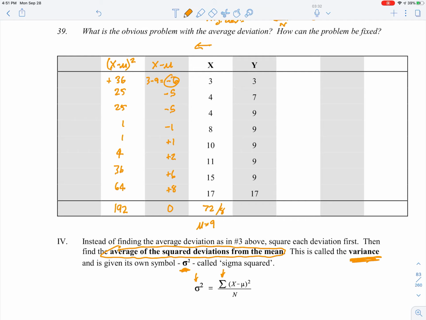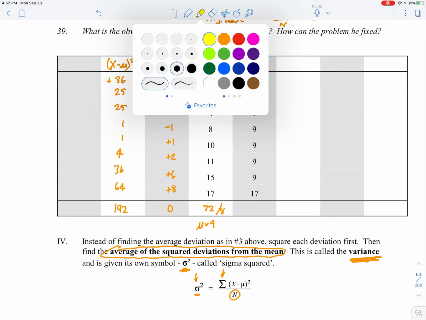So sigma is the, what is it, 17th, 18th letter of the Greek alphabet. And whenever you see a Greek symbol, like a mu, or in this case now a sigma squared, that typically means that you're dealing with populations. So here's sigma squared, and here's n. Capital N, of course, means the number in the population. And so the variance is the average.